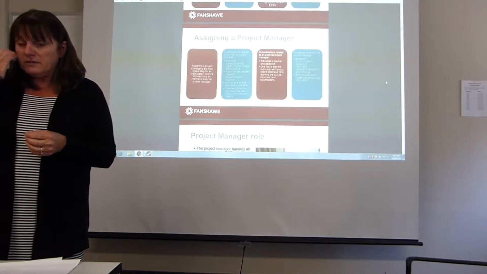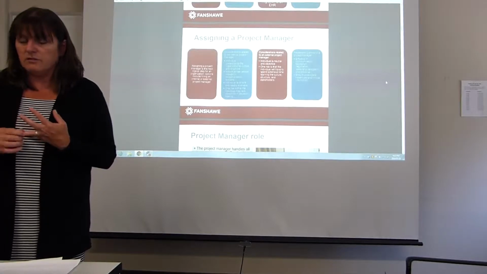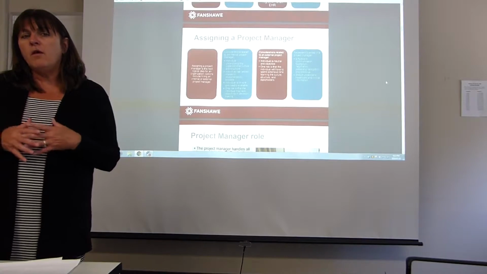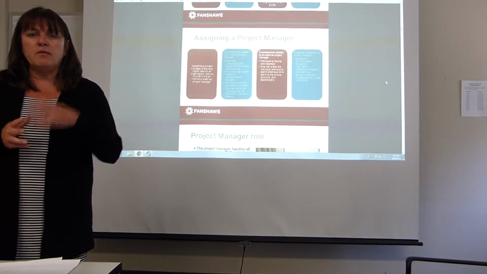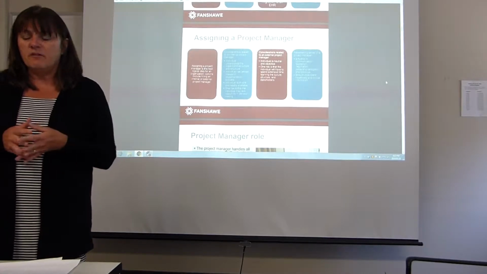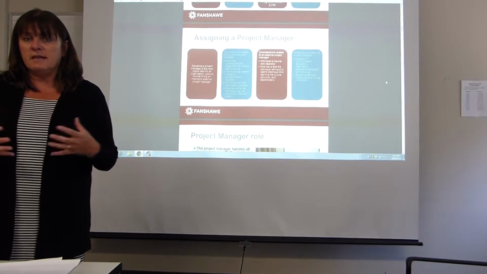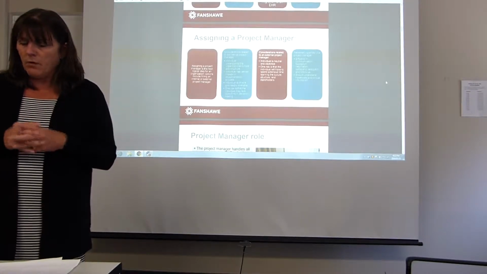So in terms of the internal project manager, that's an individual that tends to know the organization. They know the culture, they know the structure, they know how decisions are made, they typically know what some of the barriers are going to be. They know what the challenges might be from past organizational change efforts.